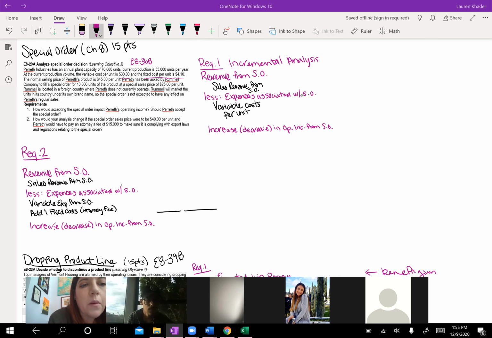The normal selling price of Perith's product is $45 per unit. Perith has been asked by Rummel Company to fulfill a special order for 10,000 units of the product at a special sales price of $25 per unit. Rummel is located in a foreign country where Perith does not currently operate. Rummel will market the units in its country under its own brand, so the special order is not expected to have any effect on the regular sales for the company.